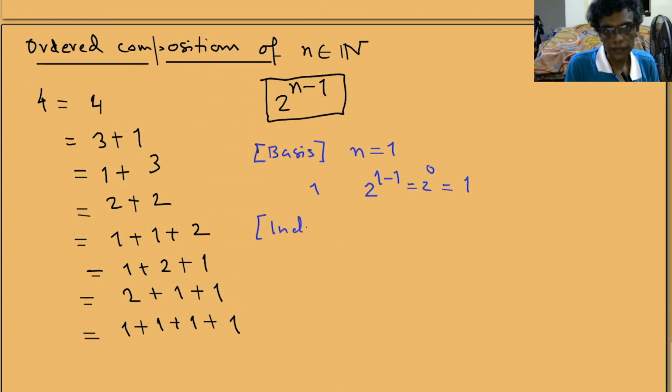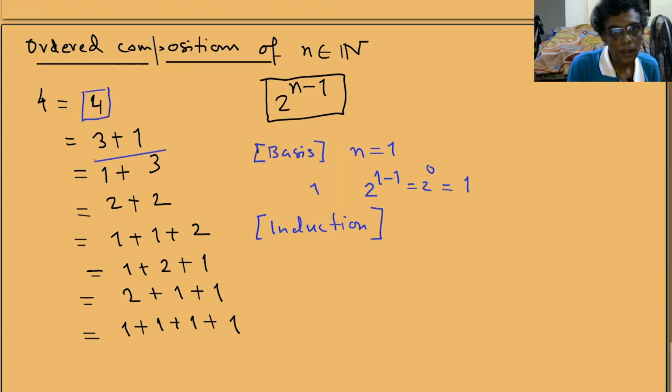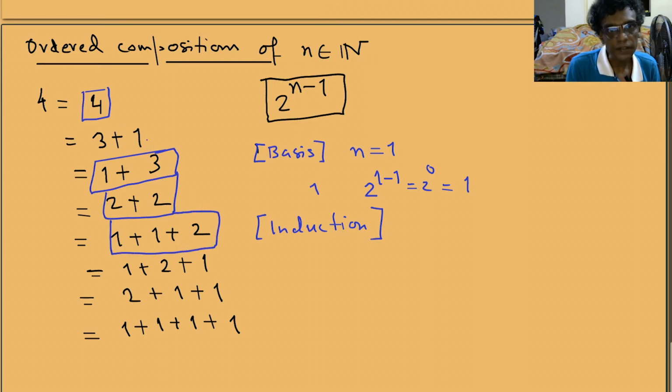So, for the inductive step, first I identify those compositions where the last summand is larger than 1. So it is one such thing, this is one such thing, this is another such thing, and this is another such thing. In other cases, the last summand is 1.